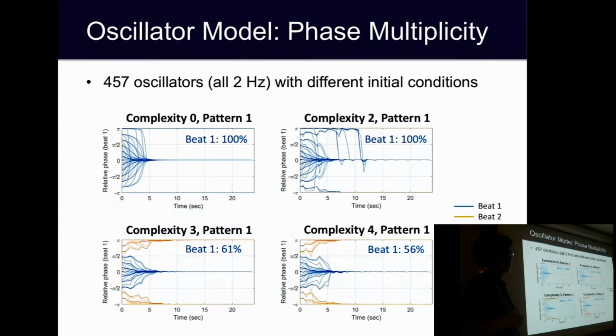For complexity level 0 and then 1, not shown here, but 2, all oscillators were eventually attracted to beat 1. But with some off-beat events at complexity 2, some oscillators took more time until they reached steady state. But at levels 3 and 4, you see both beat 1 and beat 2 responses. Here, beat 1 was 60%, and then 56% of oscillators reached beat 1, others were beat 2.